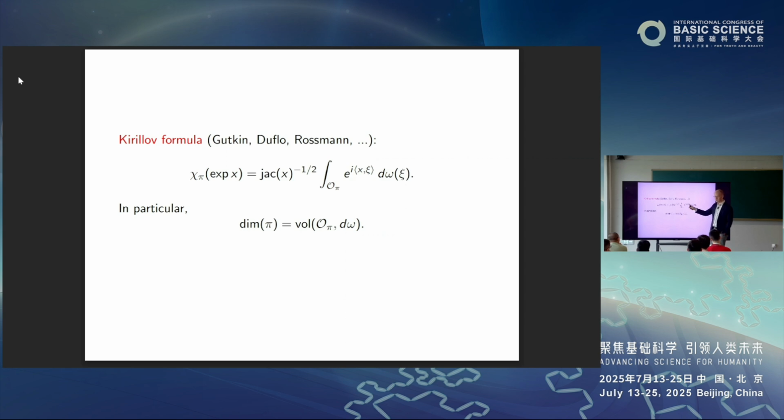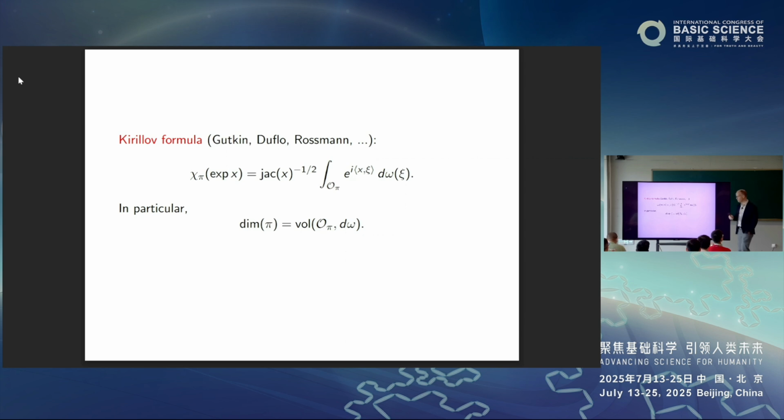And so what does the formula say? It says, well, there's a natural measure you can attach to the coadjoint orbit, such that if you take the Fourier transform of that measure and evaluate that at a Lie algebra element, that'll spit out the character of the representation at the exponential of that.